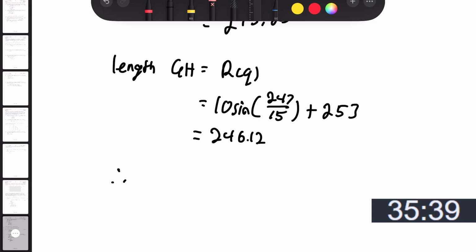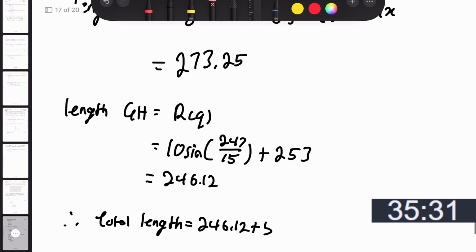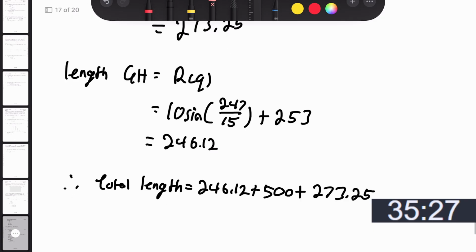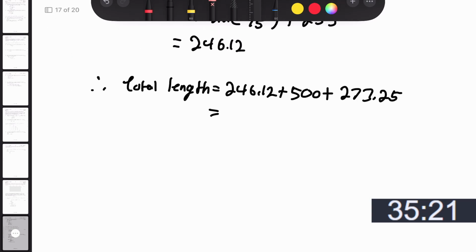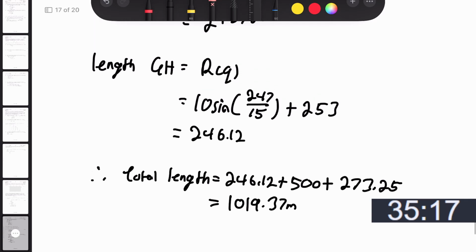246.12, therefore total length 246.12 plus 500 plus 273.25. It's going to be 1019.37 meters.